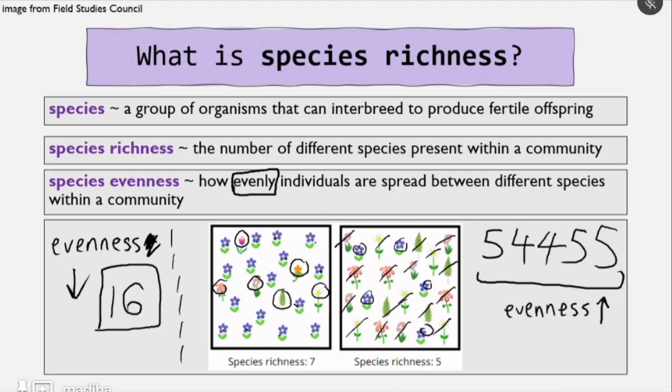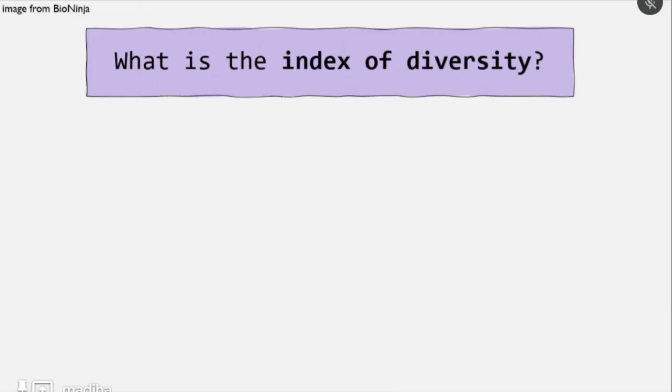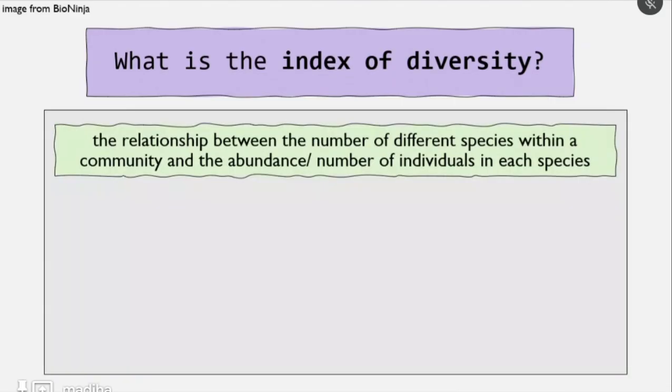Now we've gone through that, we're going to go through the index of diversity. If I'm going too fast, please tell me in the chat to slow down, because this is a really short topic, so we have time to slow it down. So what is the index of diversity? It is a type of equation that we use. It is essentially the relationship between the number of different species within a community and also the number of individuals in each species.